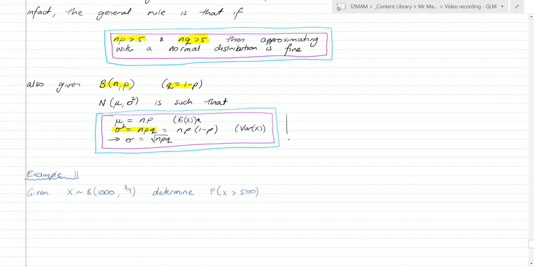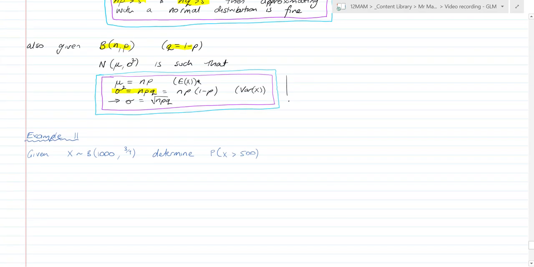So let's have a look at one. Given that X is a binomial distribution with 1,000 trials and the probability of success is 3/7, determine the probability that you'll get success more than 500 times. So it's greater than 500. Now this is a discrete distribution, so we're actually saying greater than 500 means that we want it to be greater than or equal to 501. So I've just written 500. So you have to really be thoughtful about this because it's discrete.